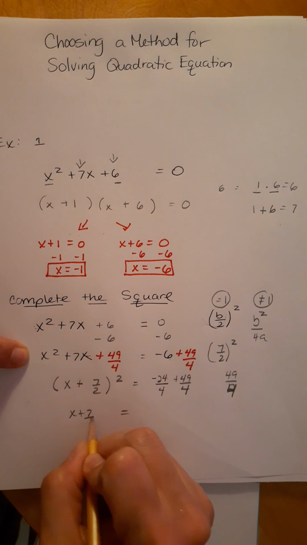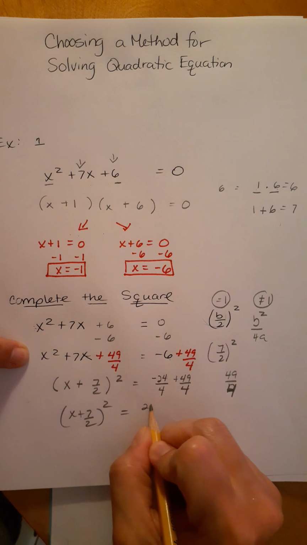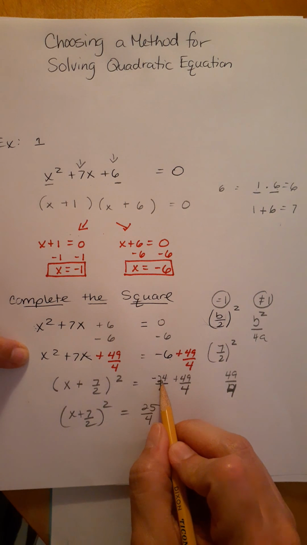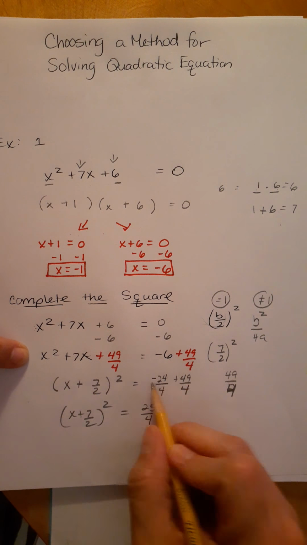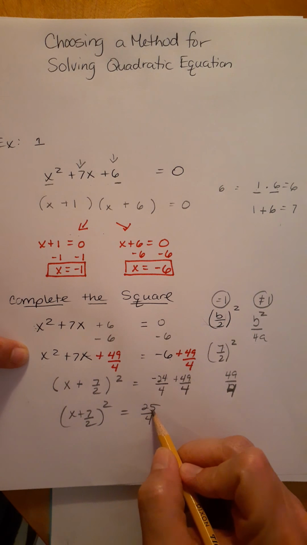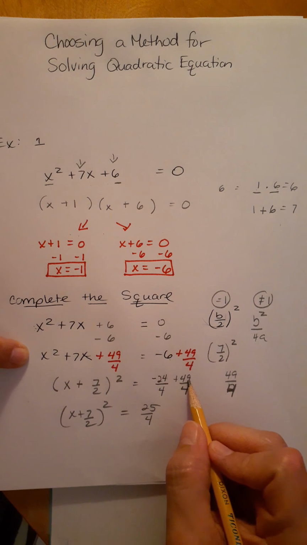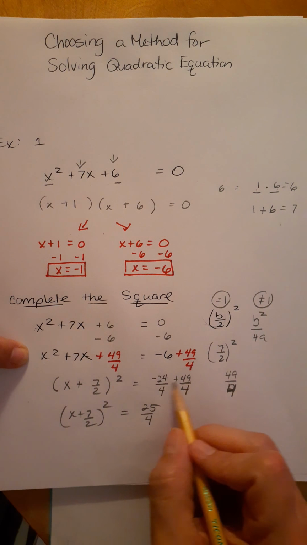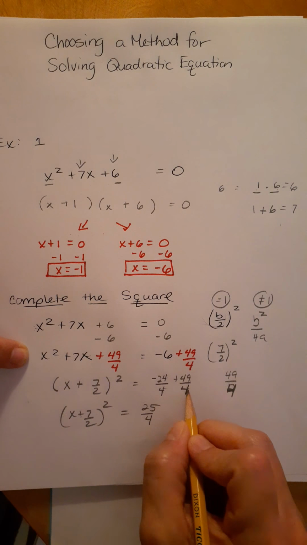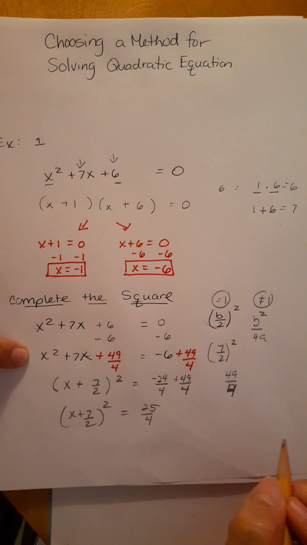All right. X plus 7 over 2 squared. This gives me 25 over 4. Remember, when we have a negative and a positive, it's subtraction. It's almost like I have $49. I take away 24. I'm left with $25. Because I had more to begin with, right? And then the denominator, we do not add them because you just add the numerators or subtract the numerators in this case. 25 divided by 4.